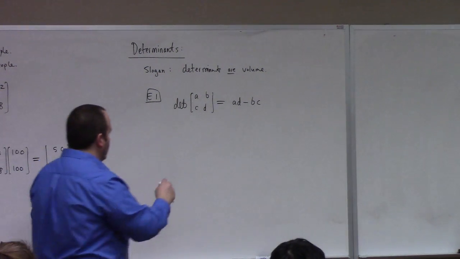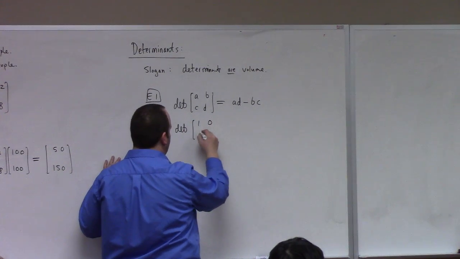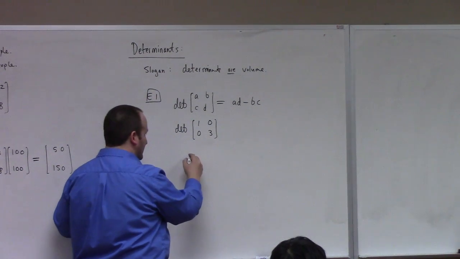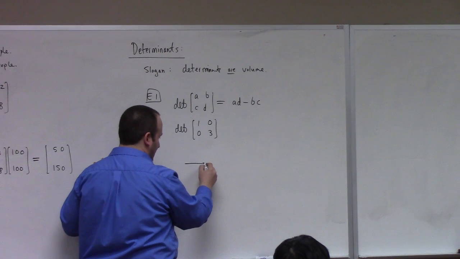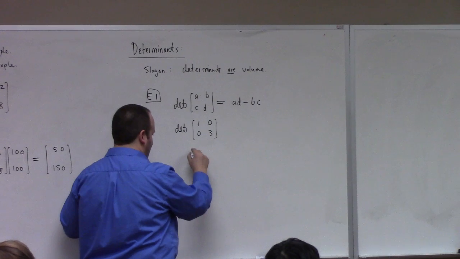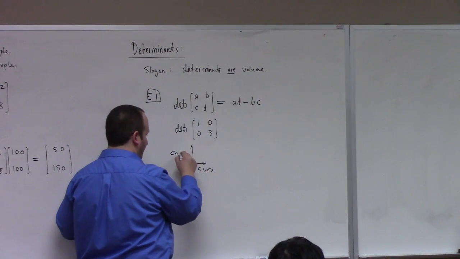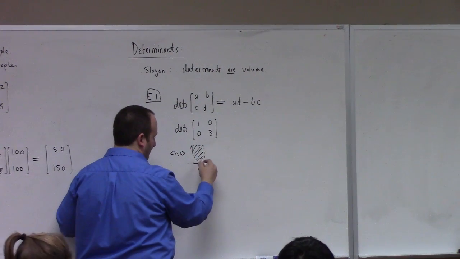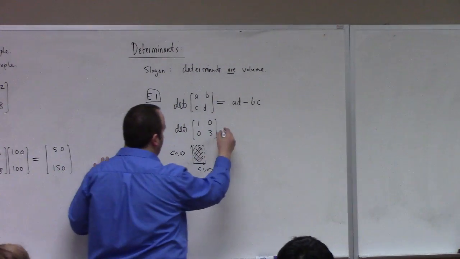So just to give you a stupid example, if we look at the determinant of 1, 0, 0, 3, what is this? This is a rectangle. So here's x, like that, and like that, right? So this gives me just a plain old rectangle. What's the area of that? 3, right.